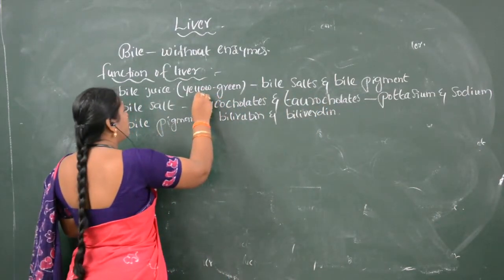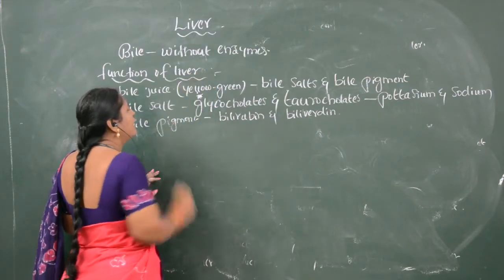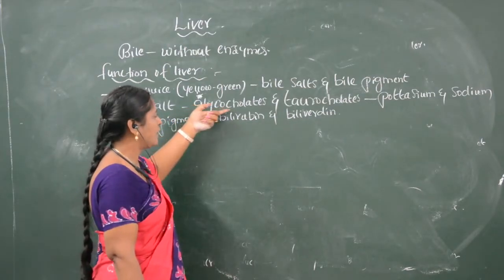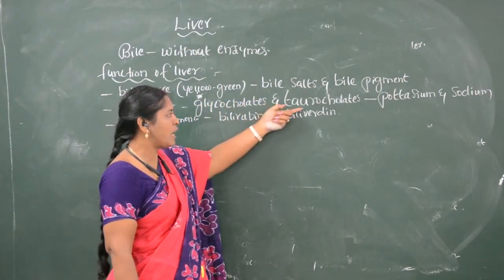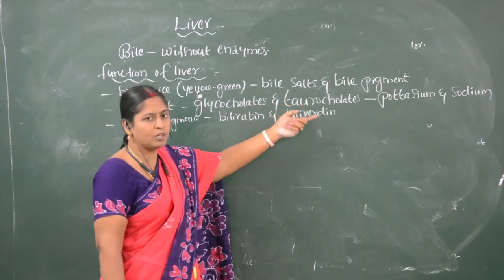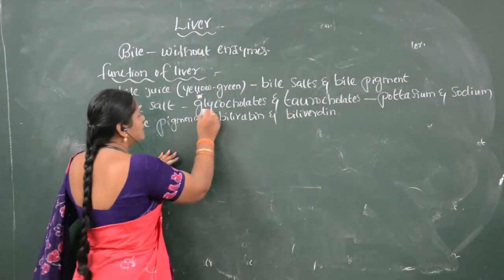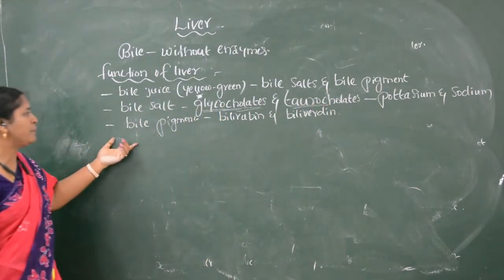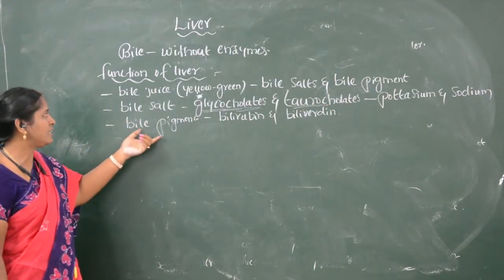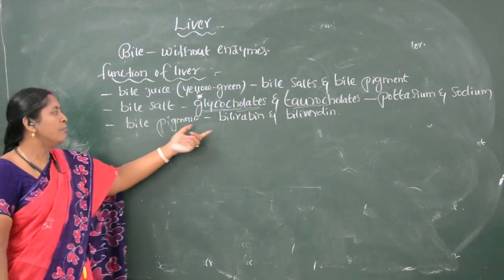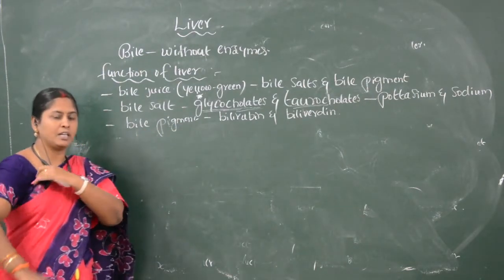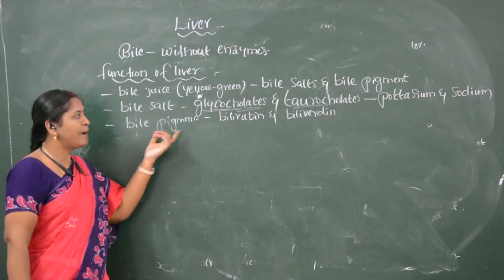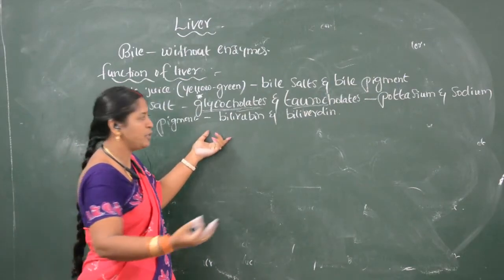So this is very important, children. What are the bile salts? Sodium glycocholate, potassium glycocholate, potassium taurocholate, sodium taurocholate. These are the bile salts present, and the bile pigments present in the bile juice are bilirubin and biliverdin. How are these bilirubin and biliverdin produced?